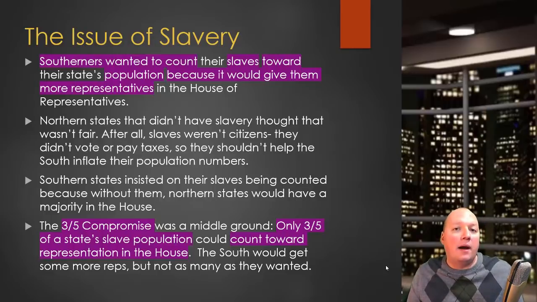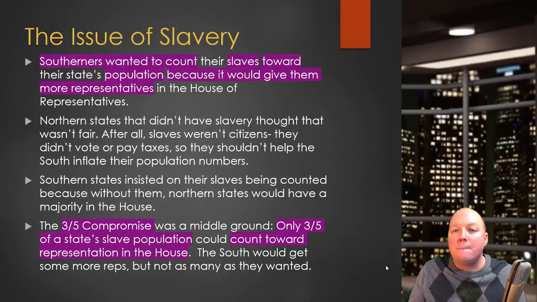This is another compromise. It's not a great compromise, but it's the one that's necessary to get the southern states to join on the Constitution. Because if we tell them, meaning Northerners, no, you can't count your slaves at all, then they're just going to walk and leave the convention and start their own country, and then we're going to have two countries in America, and we can't do that. It's just not going to work.